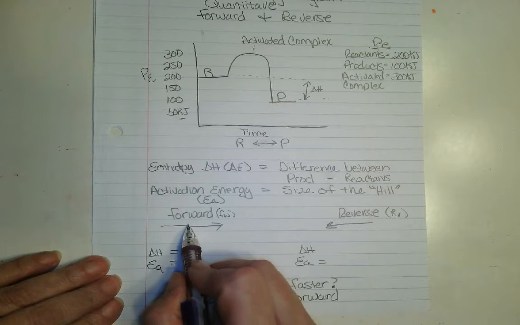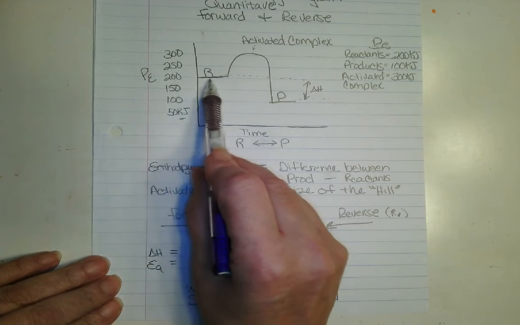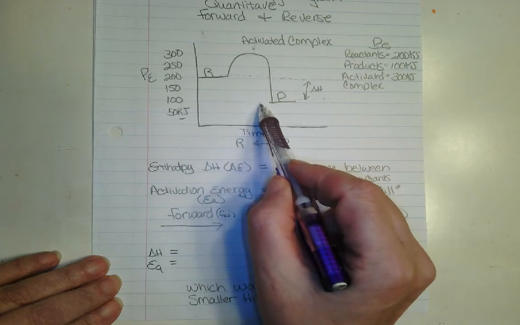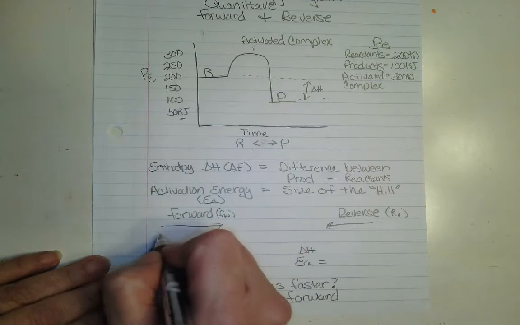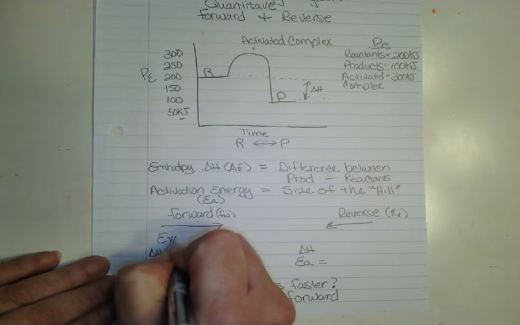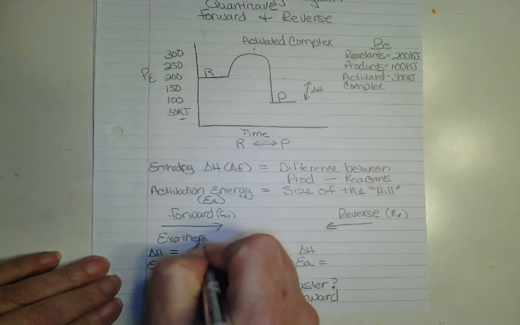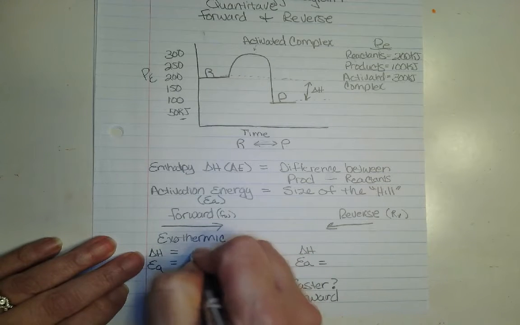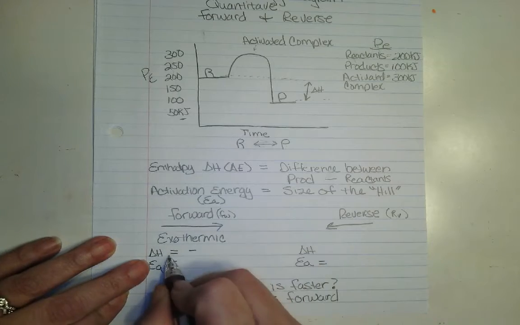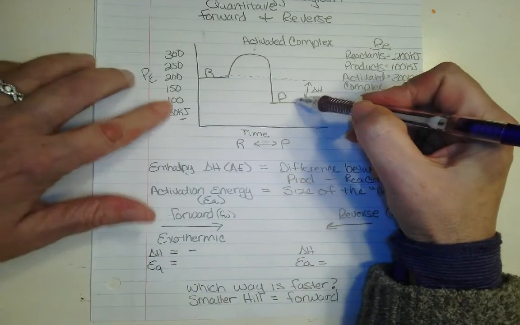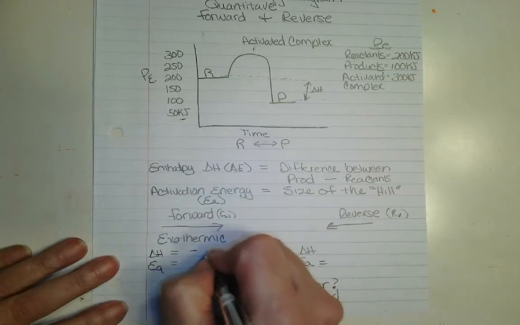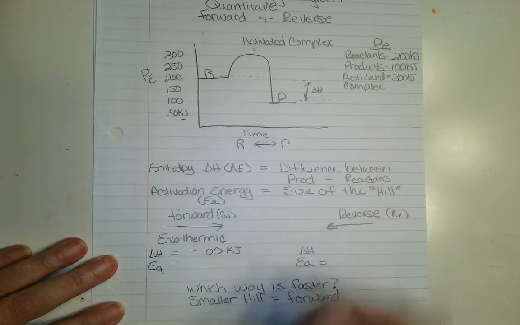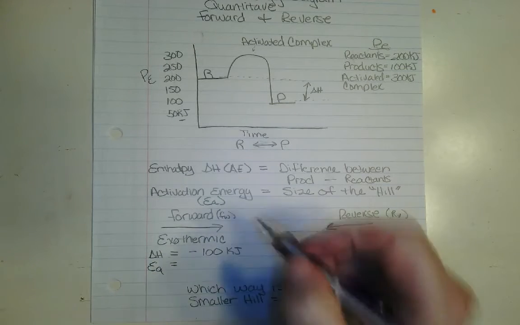So let's first look at our forward reaction. If I go forward, my reactants are higher than my products, so I'm going downhill. I have to release energy. That means it's exothermic. Okay? And what does that mean about my delta H? It means my delta H is going to be negative. And how big is my delta H? Well, that's between 100 and 200. So that would be negative 100 kilojoules are being released from this reaction.